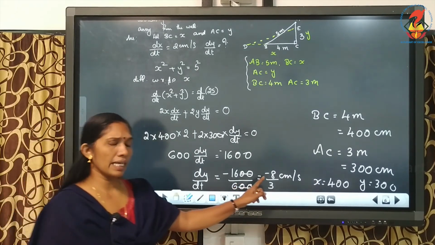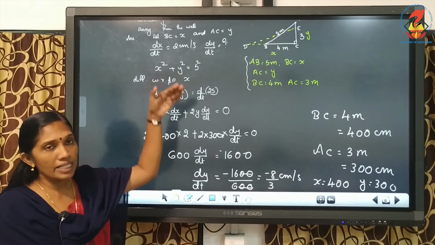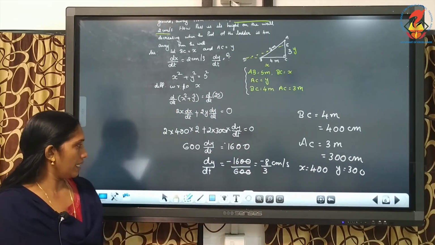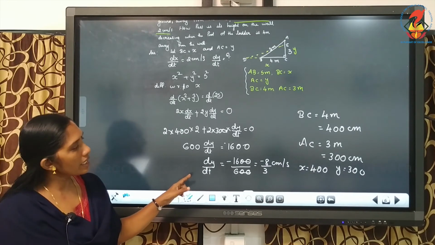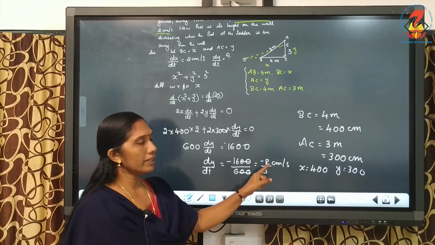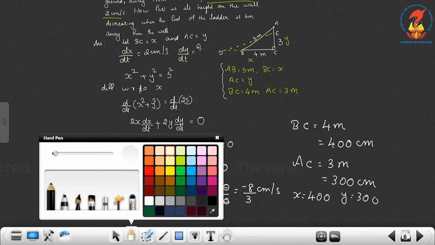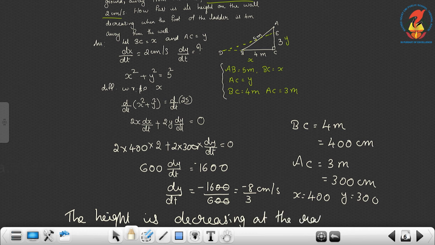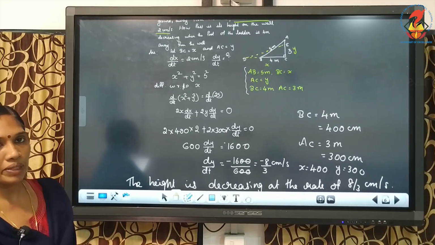So what is the meaning? This negative sign indicates that height is decreasing. From the figure itself it is clear. The height is decreasing, dy by dt. So the height is decreasing at the rate of 8 by 3 centimeter per second. You can conclude the height is decreasing at the rate of 8 by 3 centimeter per second. Okay, is it clear?